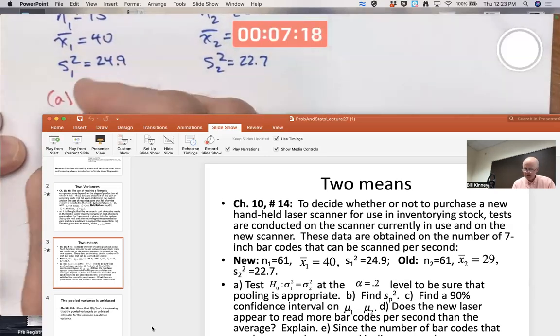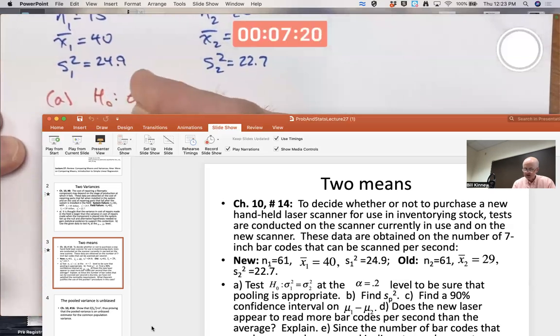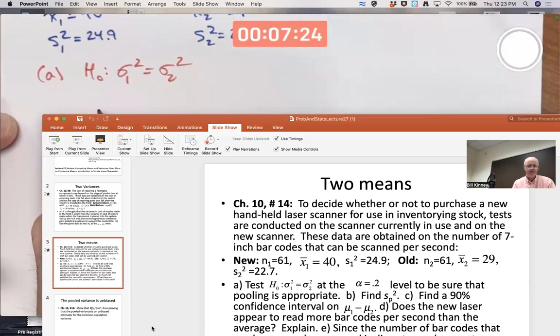We're testing the null hypothesis that sigma 1 squared equals sigma 2 squared versus what's the alternative? It doesn't say, does it? It doesn't say you suspect that the variance for the new is bigger than the variance for the old. So if it doesn't say, if it just says test, you should do a two-sided test.